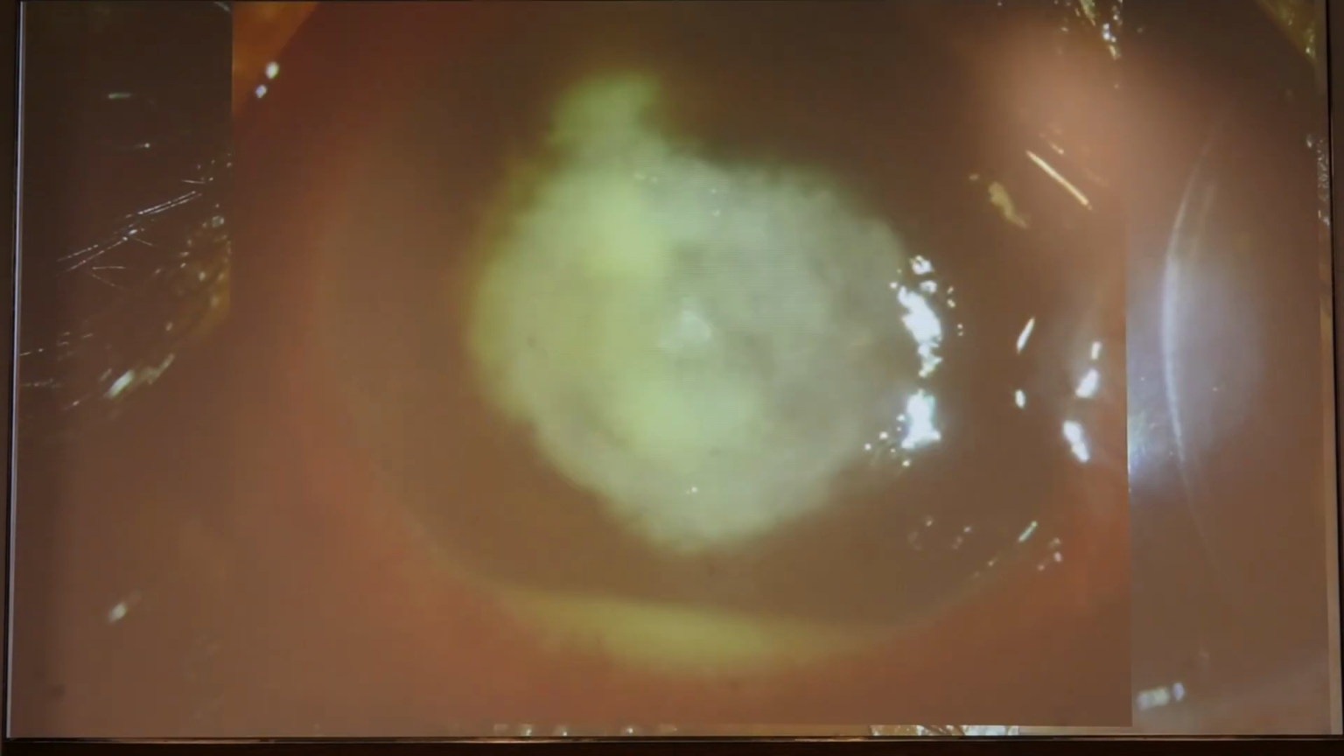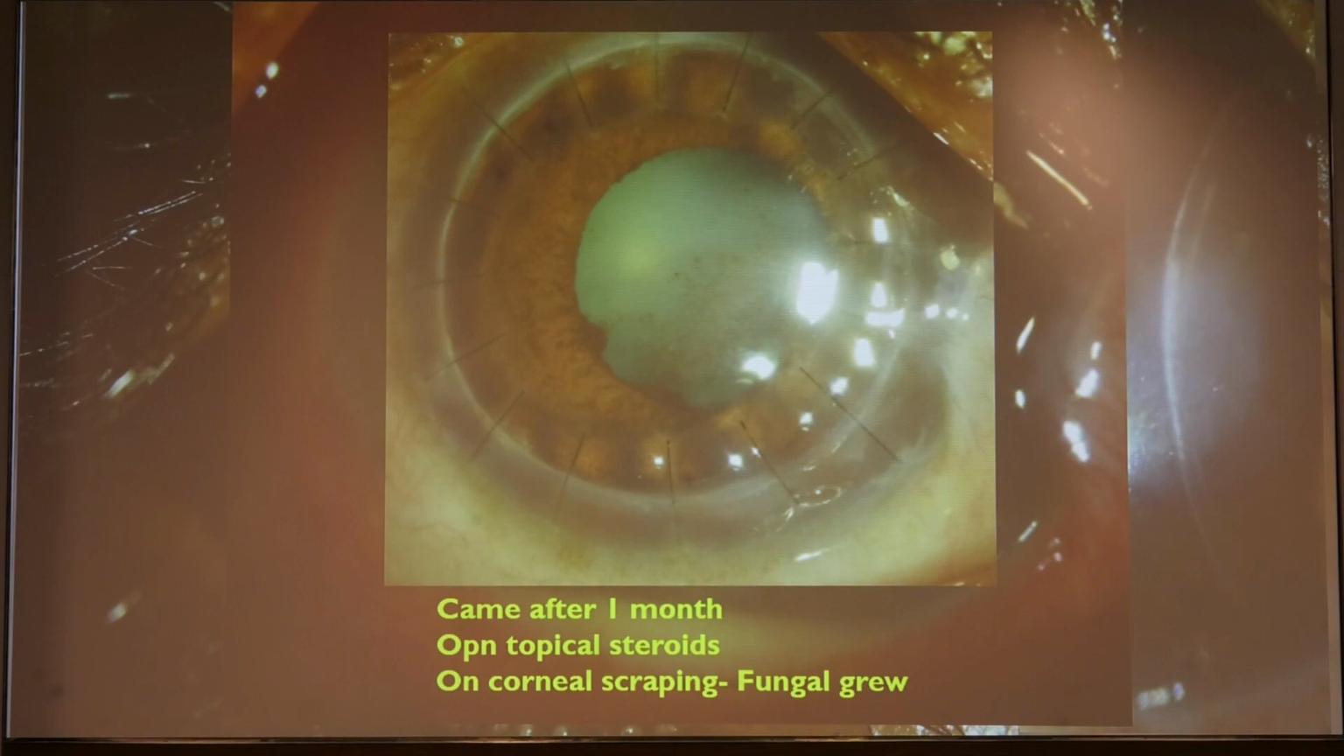Fortunately, this patient was managed nicely with the help of keratoplasty.